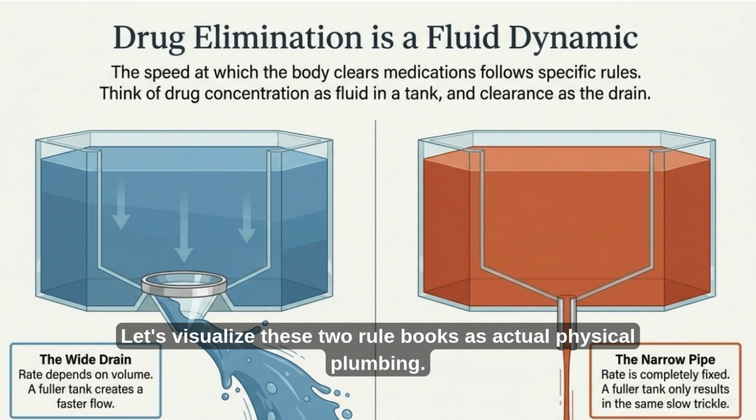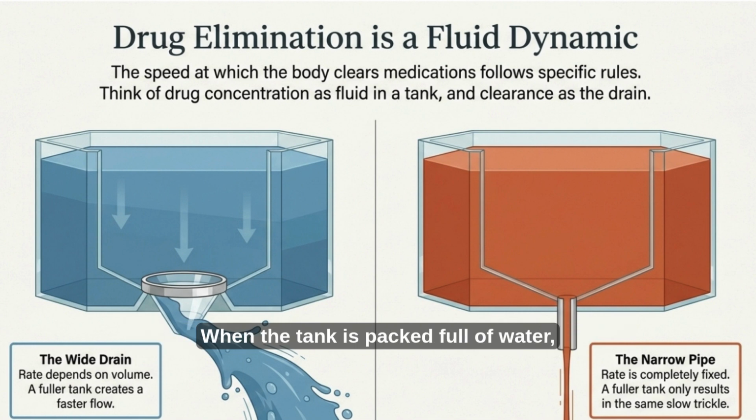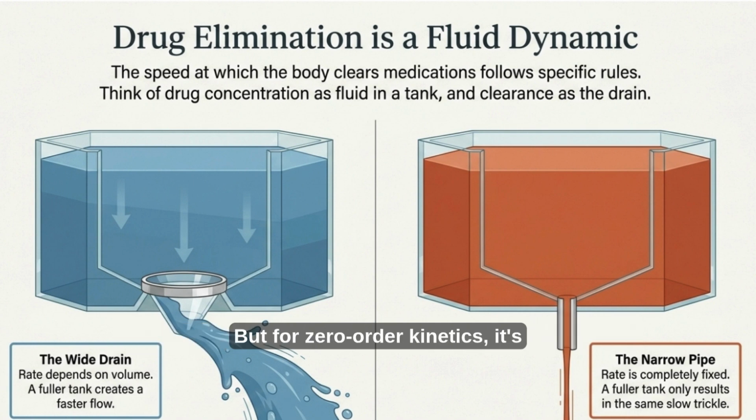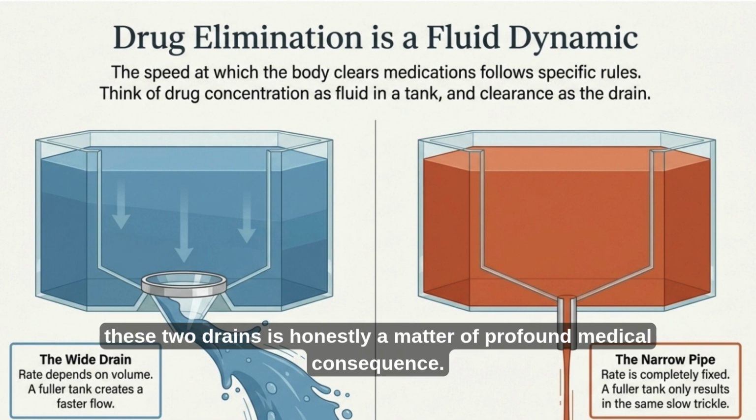Let's visualize these two rule books as actual physical plumbing. Think of first order kinetics as a really wide drain. When the tank is packed full of water, the sheer pressure forces the water down that wide drain much faster. Then, as the tank empties, the pressure drops and the flow slows down. It adapts. But zero order kinetics is like a narrow drain that only lets out a fixed trickle, no matter how full the tank is. Understanding these two drains is honestly a matter of profound medical consequence.